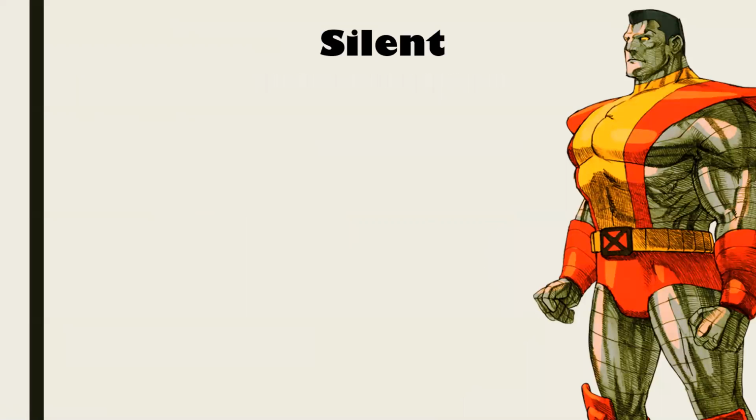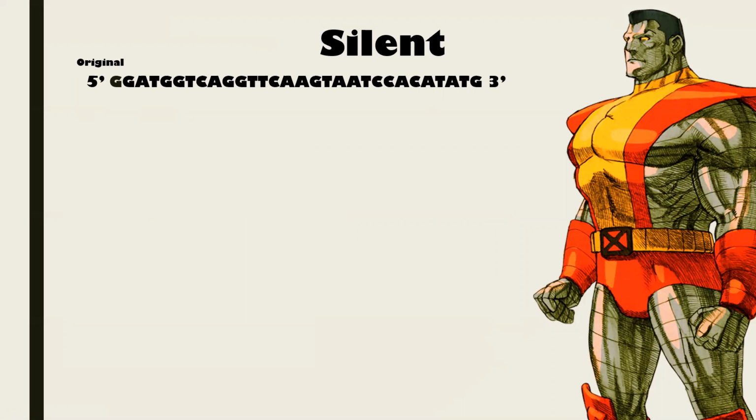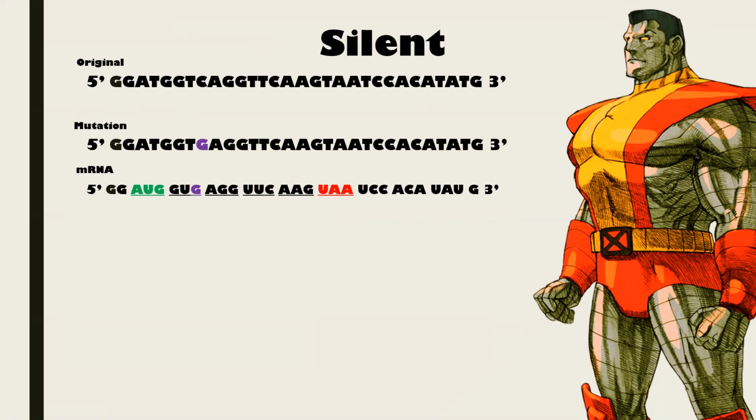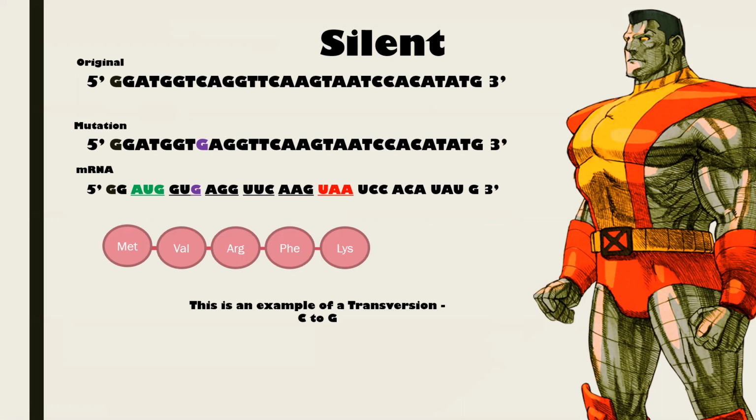So Colossus, he gets his powers from a silent point mutation, which changes a single nucleotide, but it doesn't change what the original polypeptide chain was. So it's still the same as the original. And this is an example of transversion as you change a C to a G.